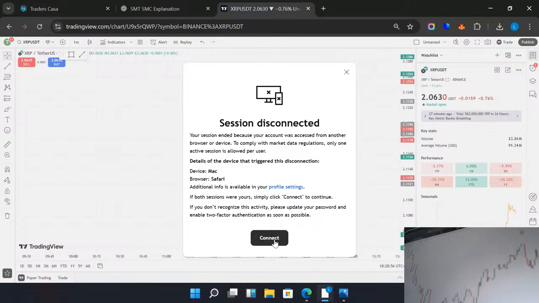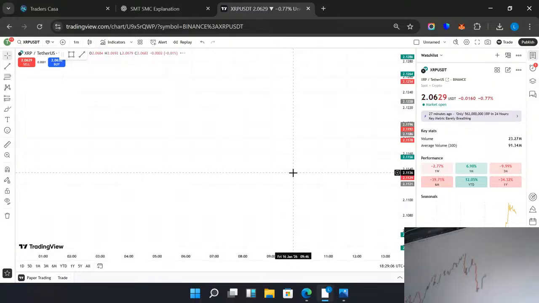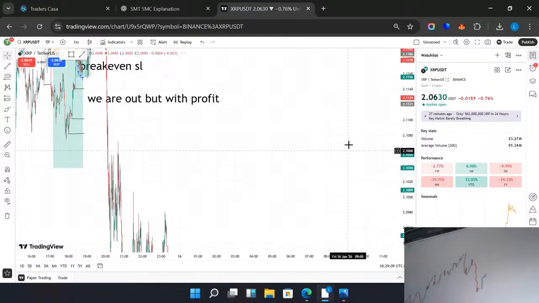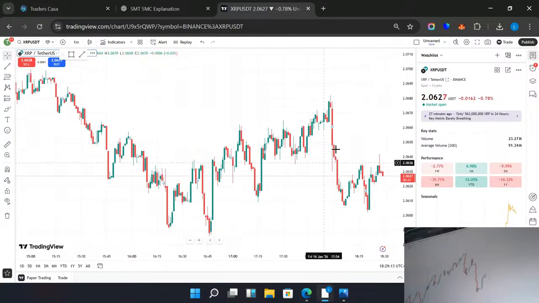Let me put this to full screen, and then let me just grab it to here. Now I think you guys are able to see it. Perfect. Now let me connect it over here. Now we are here. Let me just reset the chart view.